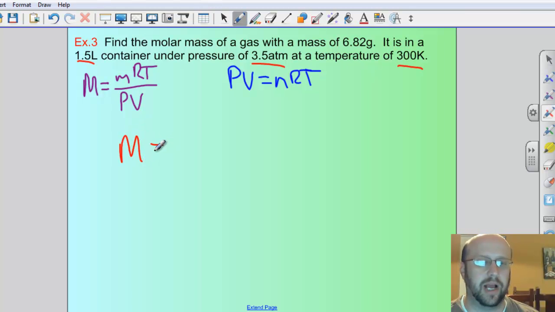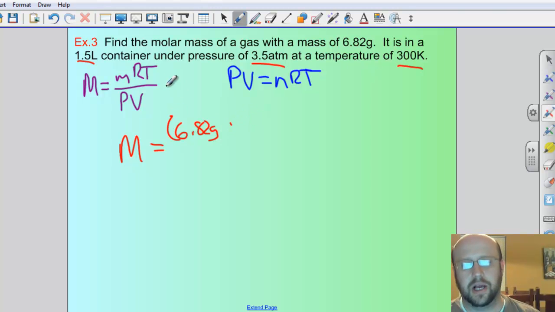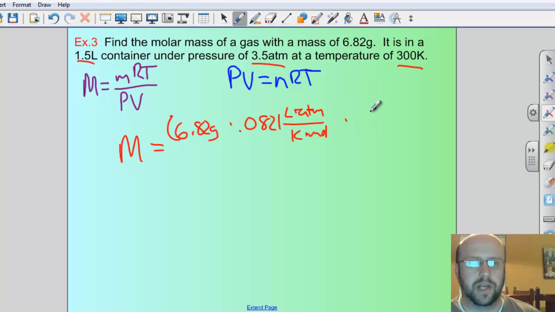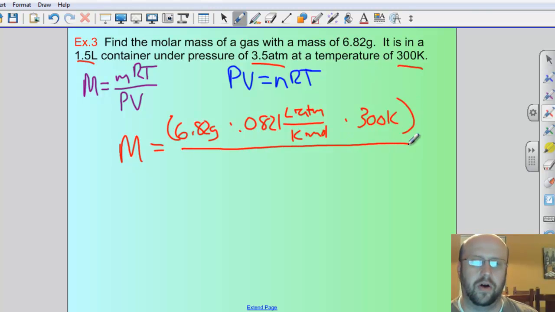I'm looking for molar mass, capital M. Little m is mass, 6.82 grams, times R, our normal R, 0.0821. What are the units of that? Same as they've always been, liters atmospheres over Kelvin moles. Times the temperature, 300 Kelvin, all of that over PV. P is 3.5 atm, and we're going to multiply that by 1.5 liters.